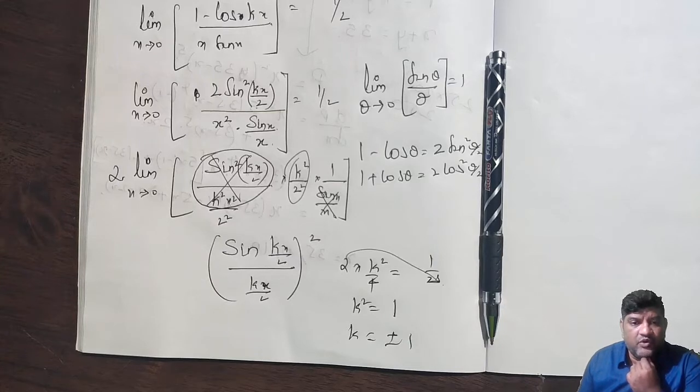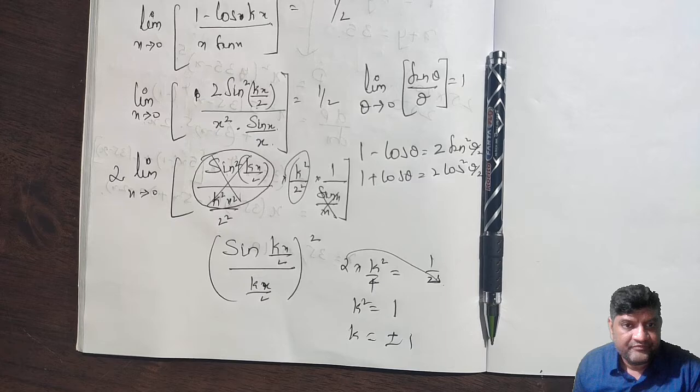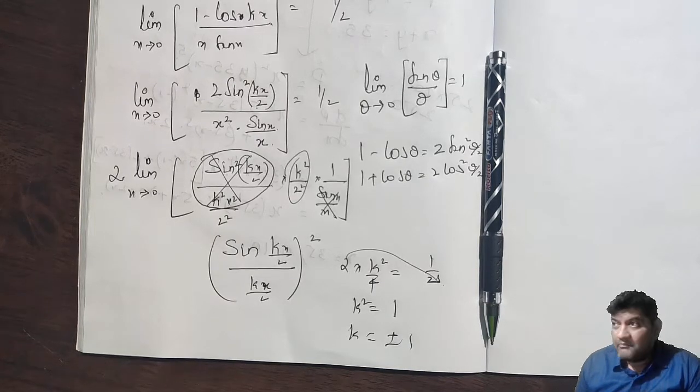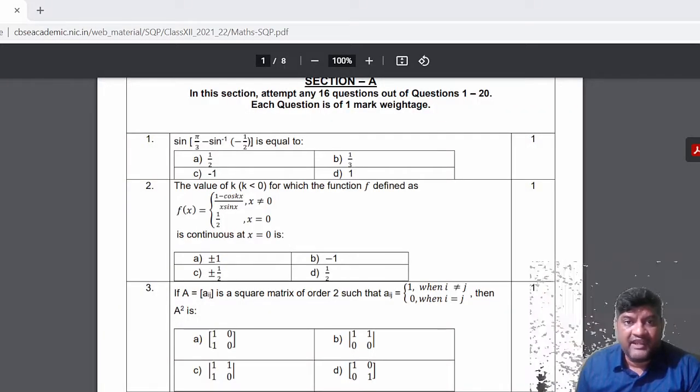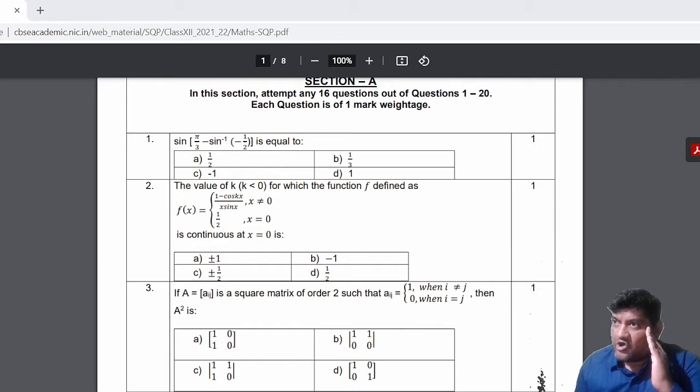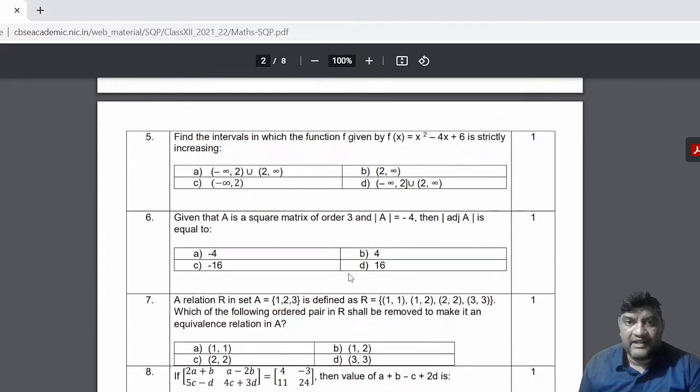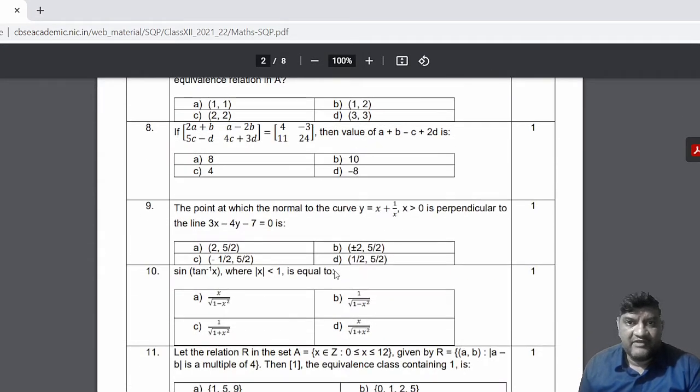And what you also need to notice is the options given to you. He has given you plus or minus 1, minus 1, plus or minus half, and then a half. Please go back and read the question. The value of k less than 0. You see, even after doing all of these, you still can falter and choose option A, which is not the right option because he has given you a condition that k is less than 0 and therefore B is the right option for you. Okay, be very careful with MCQs. Don't think that you know and you're done and you move on. No, please be very careful.